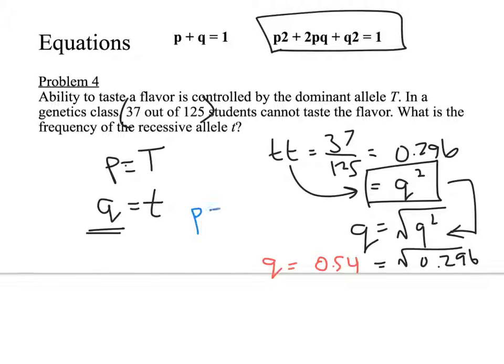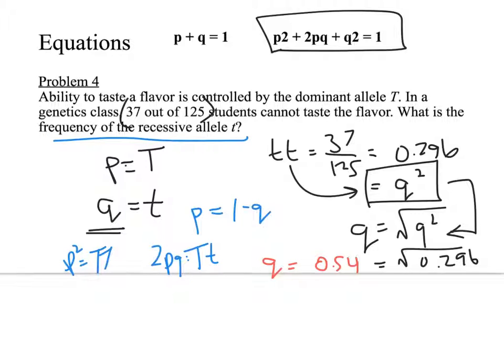If you wanted to know p, it would be just 1 minus q, and you could solve for that. You could then take 2pq, and that could tell you the frequency of the heterozygous individuals. You could take p squared, and that could tell you the frequency of the homozygous dominant individuals. So there's lots that you can do once you get that first number. But here you're just asked to find the frequency of the recessive allele, which we did right here.